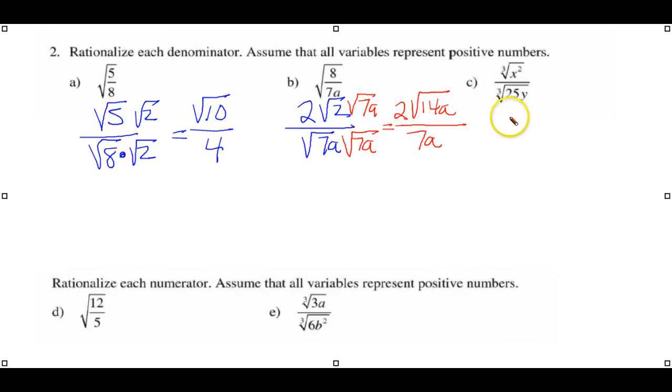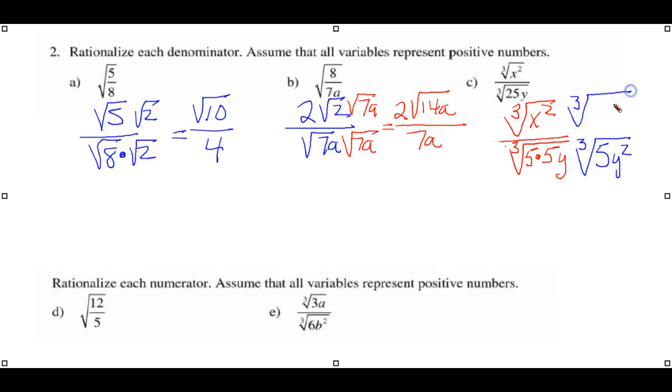Okay, let's analyze this one here. We have the third root of x squared over the third root, and watch how I'm going to write this as 5 times 5 y. What would I multiply this denominator by to get this to be a perfect cube? Well, I'd have to multiply it by another 5 and a y squared.